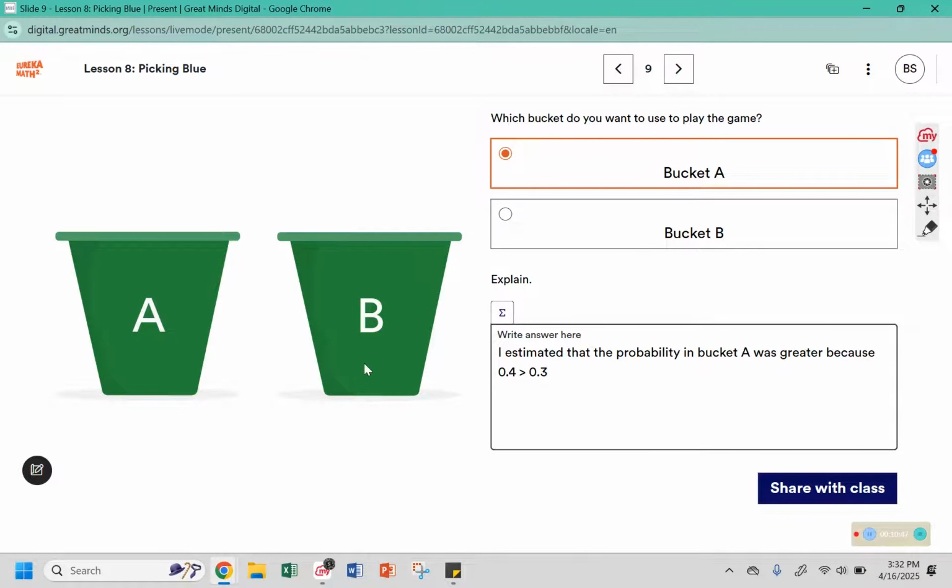And now that I'm thinking about it, I would say that since B went to 0.3, I might even change my probability for A to be a half because I know that one of the buckets has the same amount of blue and red chips. So perhaps bucket A is really 0.5 and bucket B is 0.3.